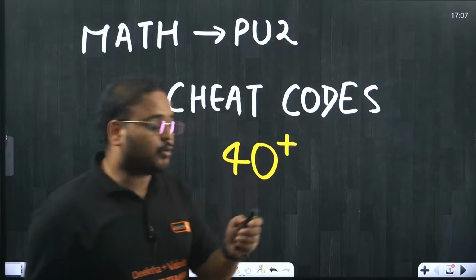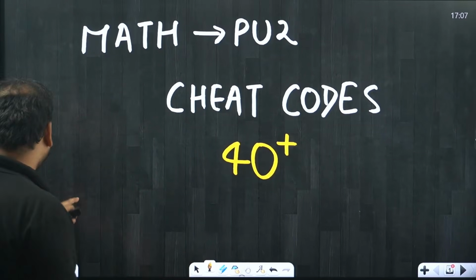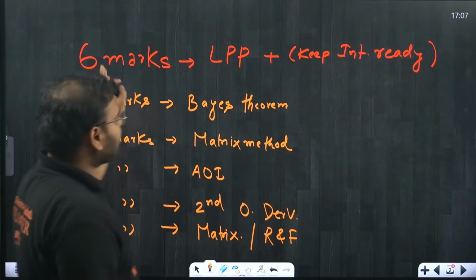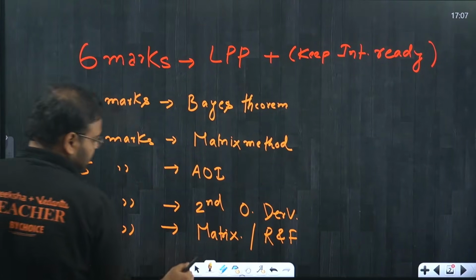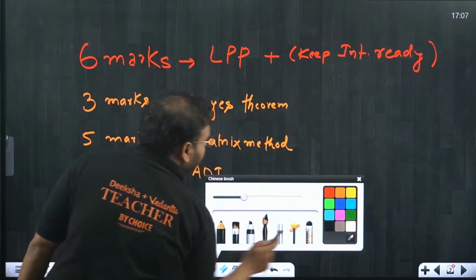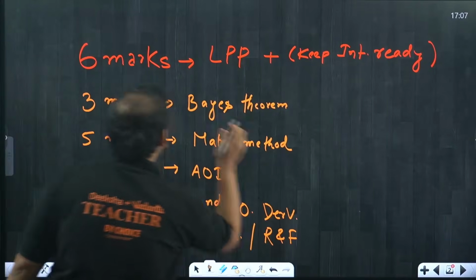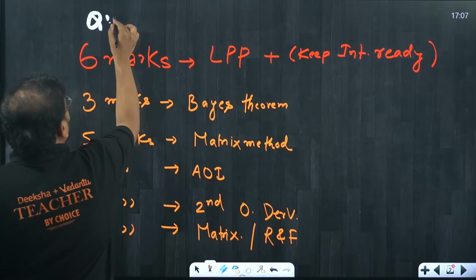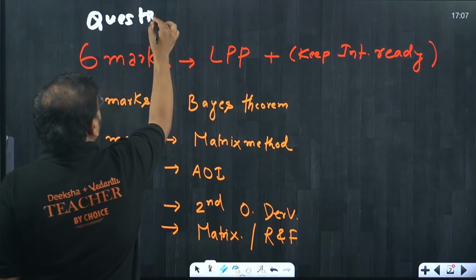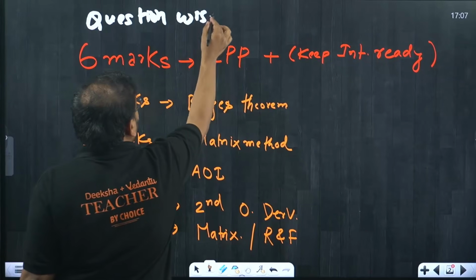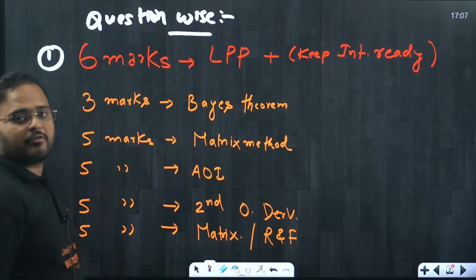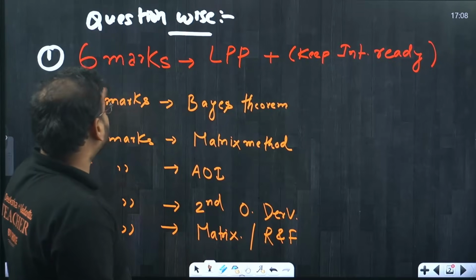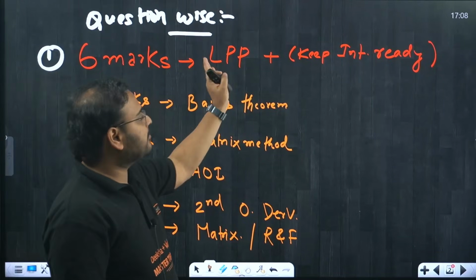So let's look at the cheat codes for PU2 maths. First thing is, have a look at the 6 marks. I have taken question wise understanding here. This is not just something random, this is the question wise understanding. Check here, you have one question that you can attempt for sure from the 6 marker, right or not? One question, directly a 6 marker, that you can attempt: LPP.